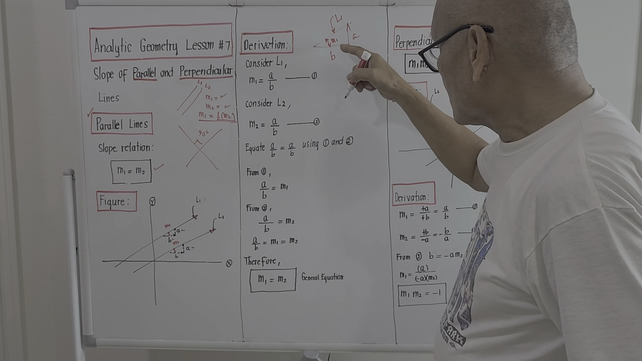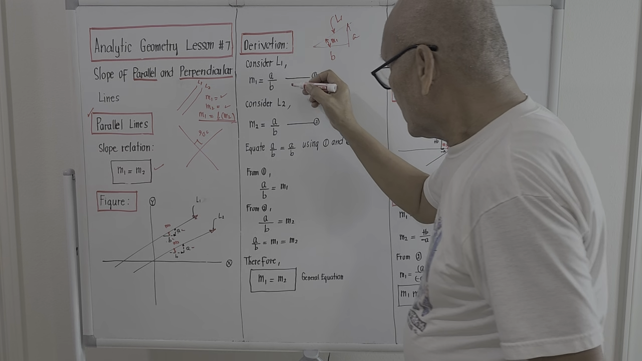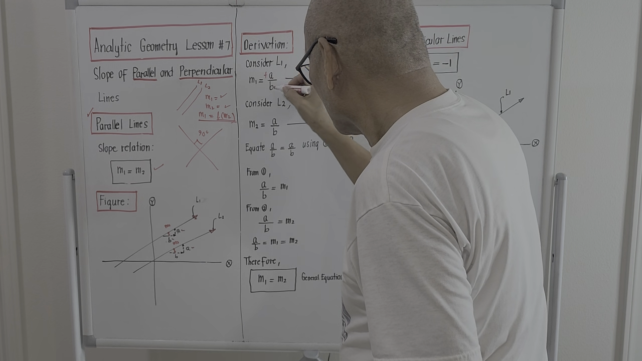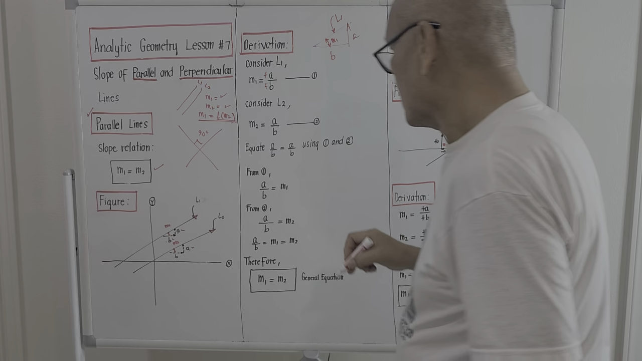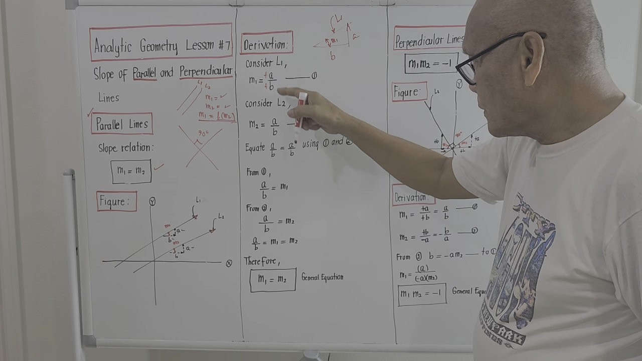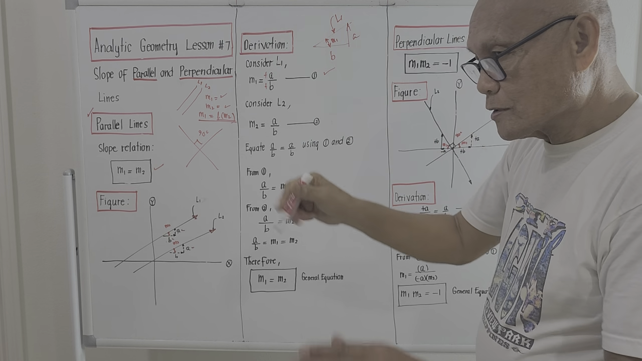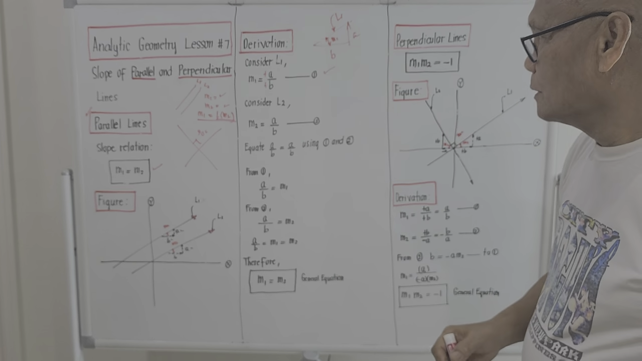So if we try to take the slope of line number 1, it will be the ratio A over B. It's a plus over a plus, right? So M1 will be the ratio plus A over plus B. We call this equation number 1. I put the proper sign because the proper sign is actually very important.